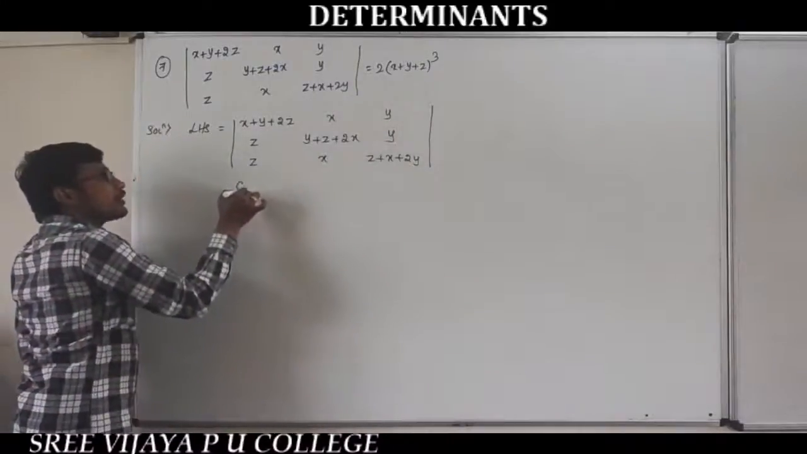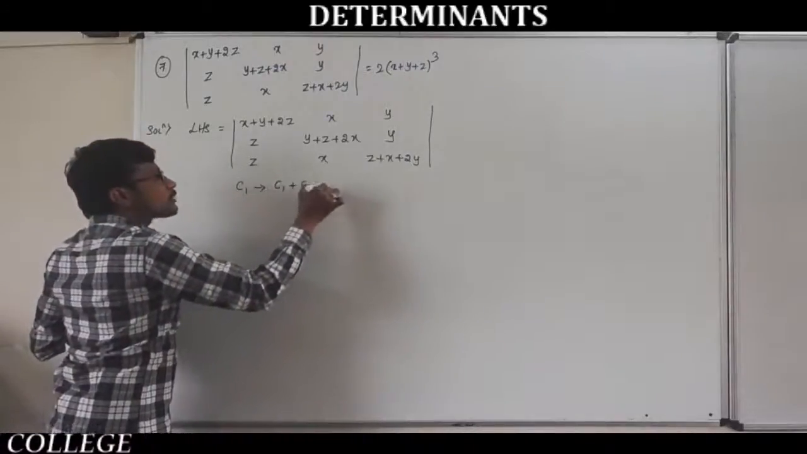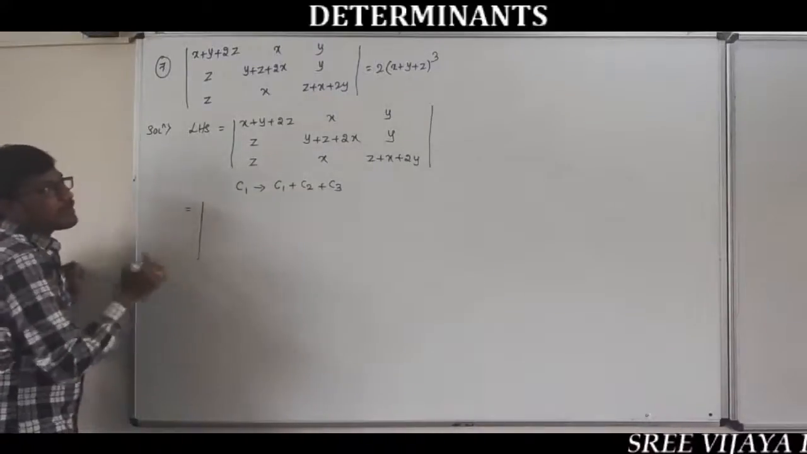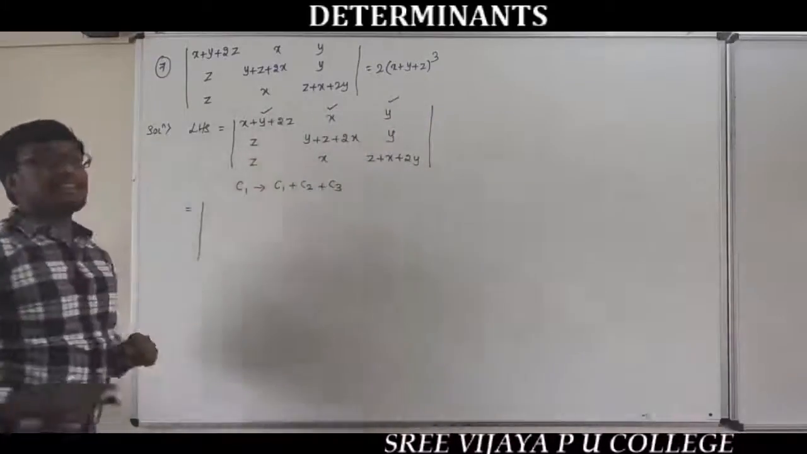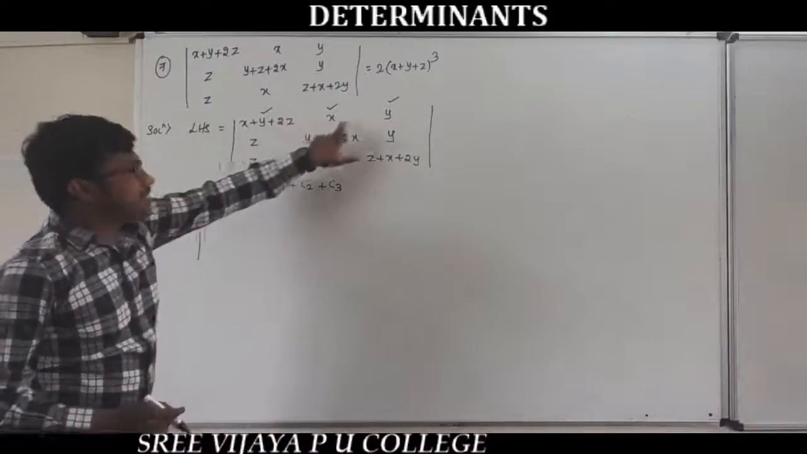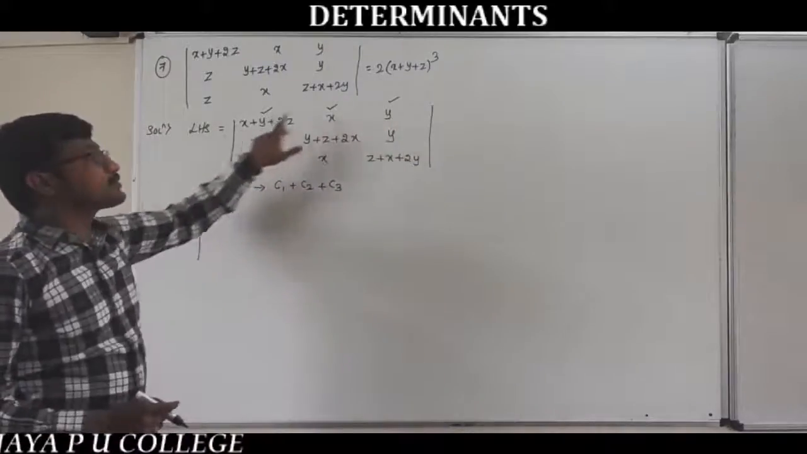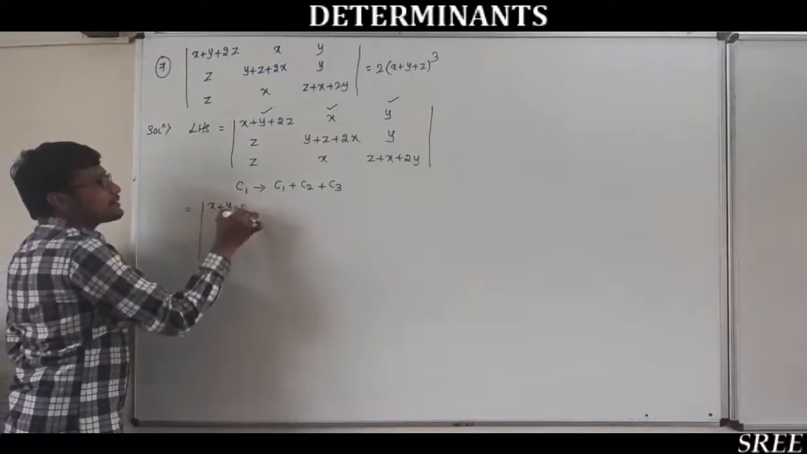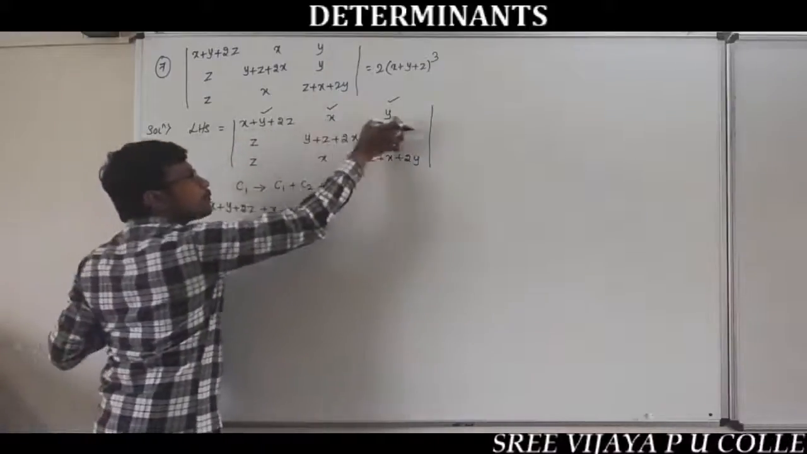We can apply the elementary operation column 1 changes to column 1 plus column 2 plus column 3. So now what is column 1 plus column 2 plus column 3? You add this plus this plus this. You are adding left and right elements, right? So that's why it is columns. x plus y plus 2z plus x plus y. If you add this plus x to here, this plus y to here, it becomes 2x plus 2y. Otherwise, first write x plus y plus 2z plus x plus y, column 1 plus column 2 plus column 3.